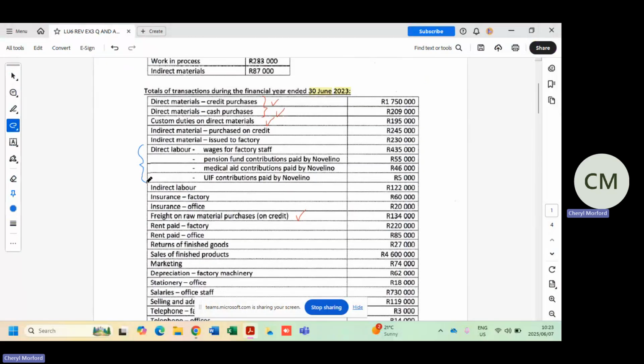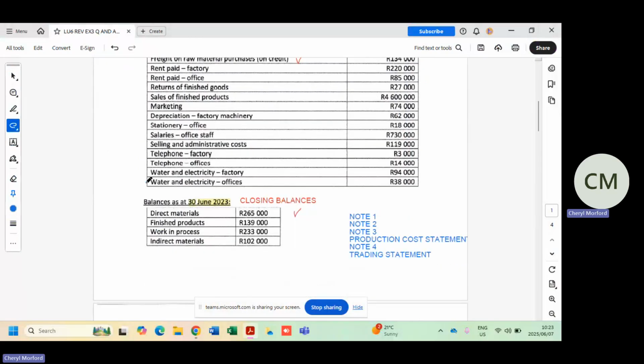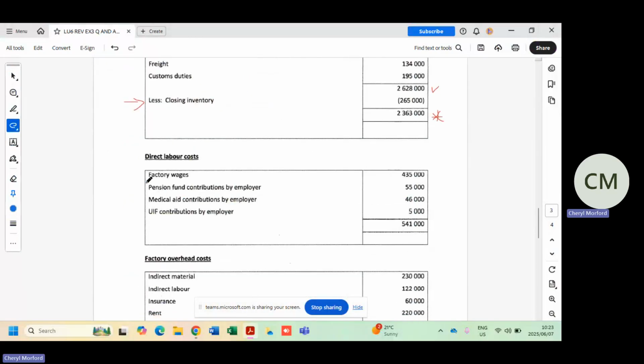So I'm going to begin the note with a heading here, direct labor costs, and I'm going to write up those in list form. So the factory wages, the pension, the medical aid, the UIF. Notice here that these are paid by the employer. Just look out for that, because sometimes the question might be phrased or presented slightly differently.